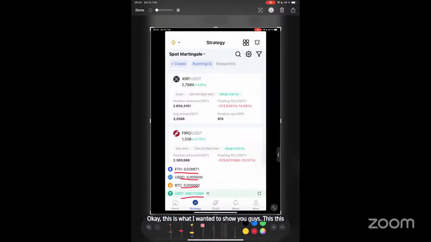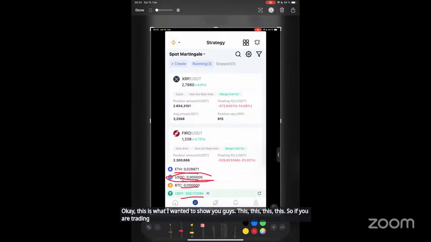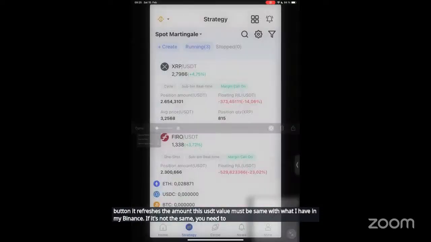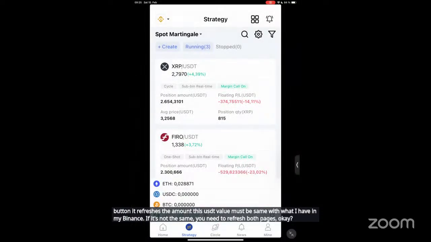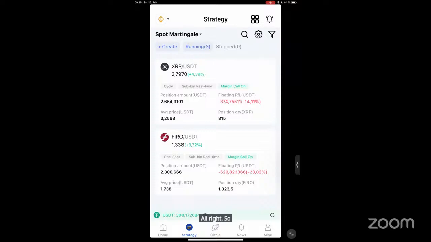So if you are trading with the USDC, you can see your USDC balance. If you tap on this button, it refreshes the amount. This USDT value must be the same as what I have in my Binance. If it's not the same, you need to refresh both pages, okay? All right. So I'm going to stop sharing this and share another screen. Please hold on. I hope you are following and you have learned something.